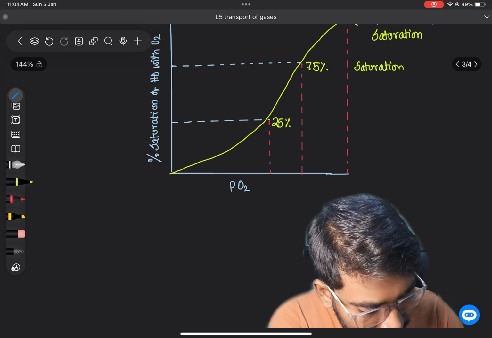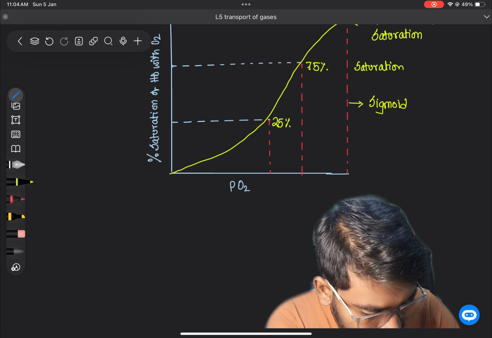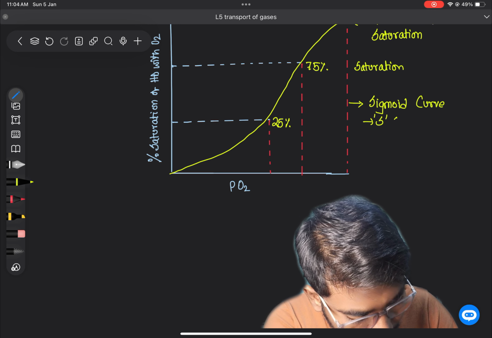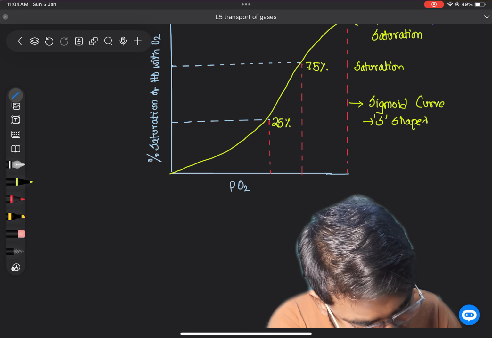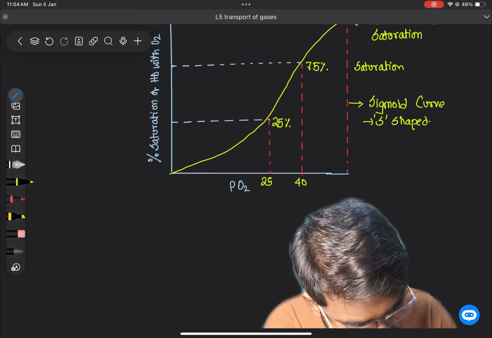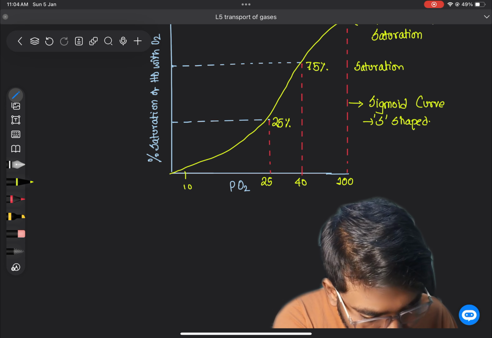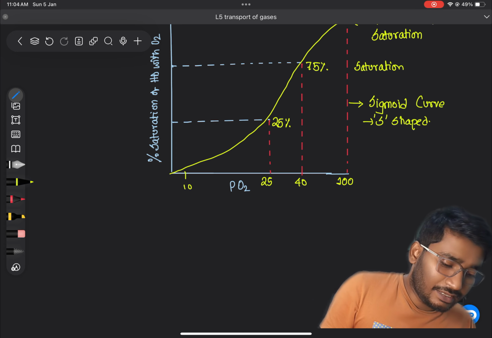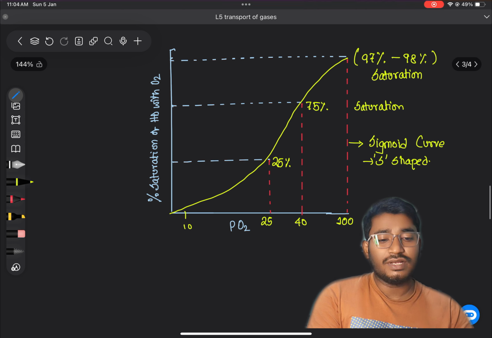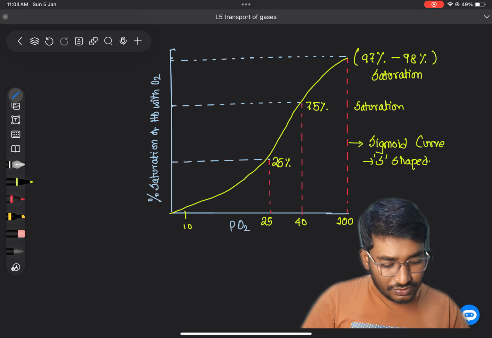Okay, the sigmoid curve, it is S-shaped. This is 25, this is 40, this is 100, this is 10. Now let us study the graph. So what does this graph actually mean? What is the meaning? Now comes the next part.